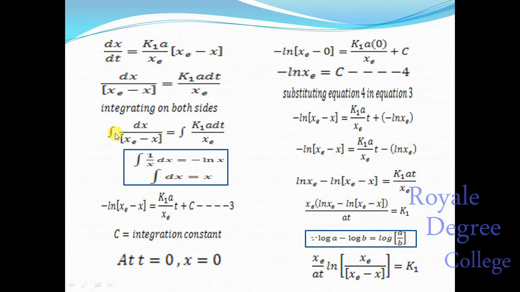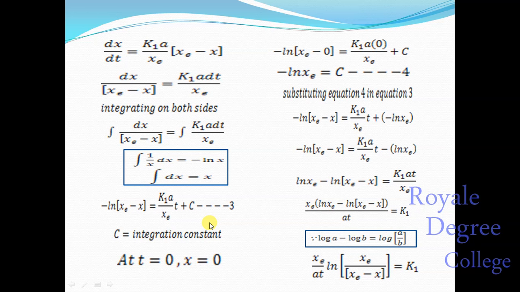Now we are using this formula. Integration of 1 by x dx is equal to minus ln x, and integration of dx is equal to x. So integration of dx by (xe minus x) is nothing but minus ln (xe minus x). It is equal to, now k1a by xe is constant, so we are writing it as it is. Integration of dt is equal to t plus c, because c is the integration constant.